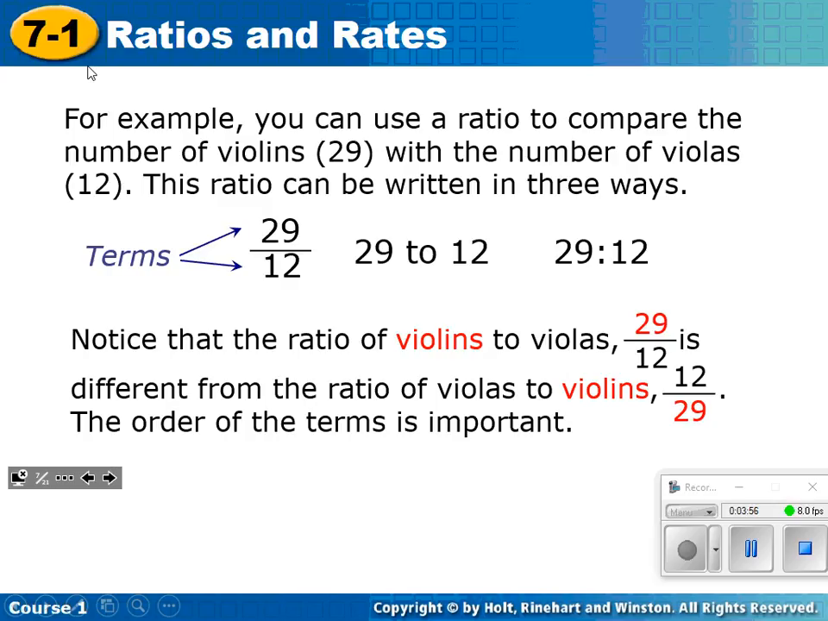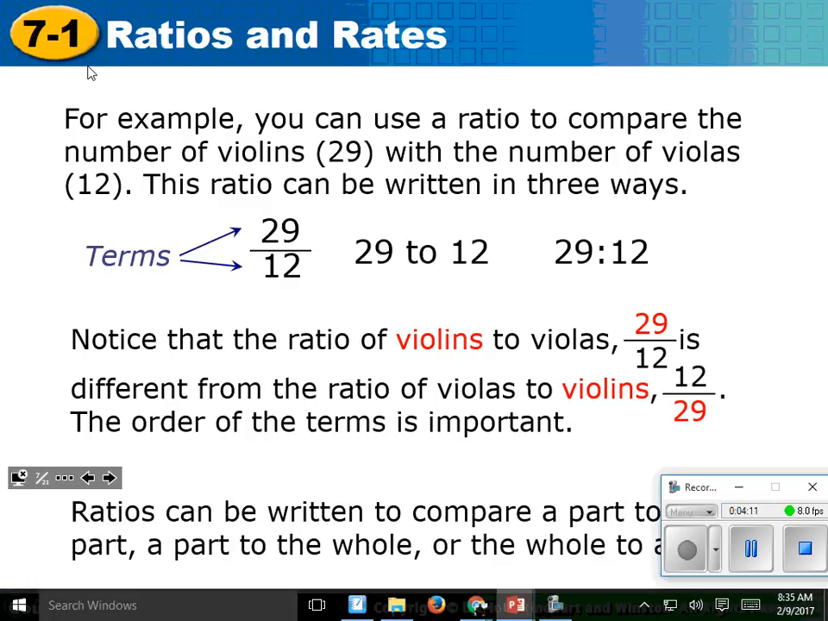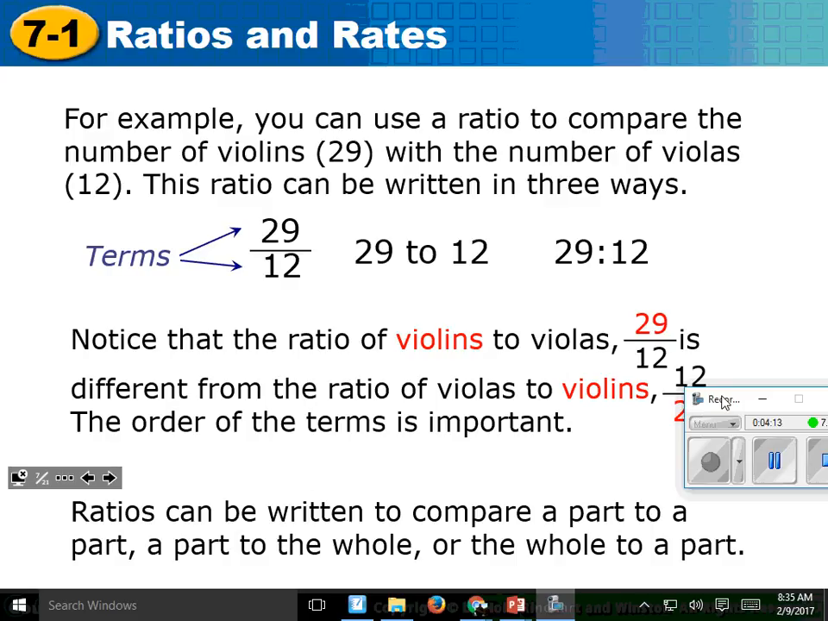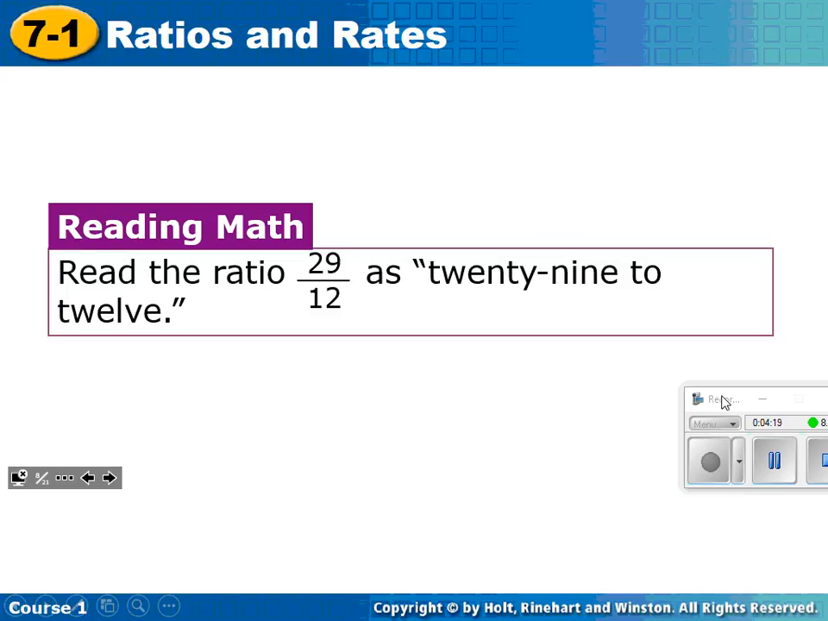Notice that the ratio of violins to violas, 29 to 12, is different from the ratio of violas to violins, 12 to 29. Again, the order is important. And as I said before, you can have part to part, part to whole, or whole to part. You can have it written all different ways. And as we said, 29 to 12. When you read it, you want the word TO in the middle. All right? These are all the basics.